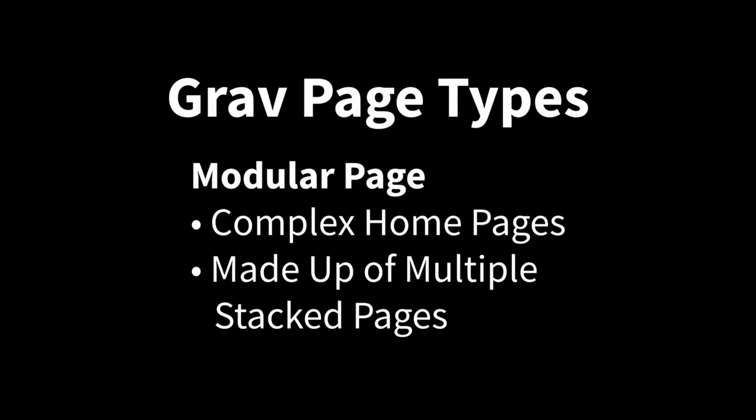Lastly, we have the modular page. A modular page is a special type of listing page where a collection of pages are stacked on top of each other to create a unified, single experience. This enables you to present different types of content on a single page. So now that we've covered the different types of pages you can create, let's create one using the Grav admin.